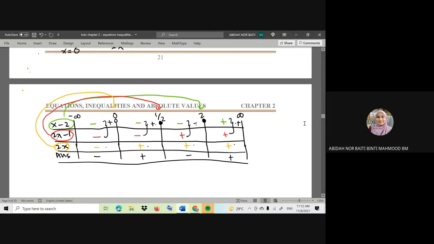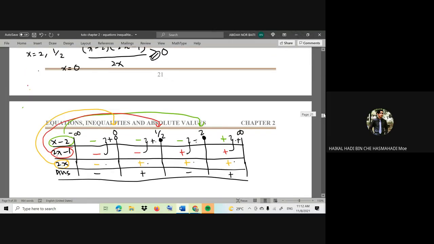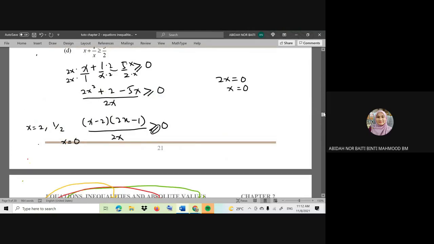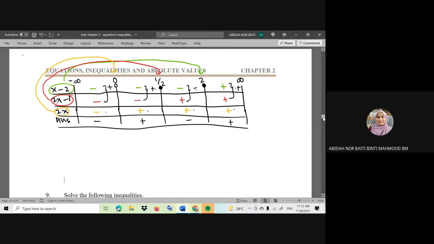Ada soalan tak setakat ni? Any question? Tak ada ya? And then soalan dia greater, right? Greater is what? Positive. Kan? Greater is positive. So tengoklah dekat answer tu. Positive sign lah. So terus tengok kat atas dia ya. Inilah jawapan kita.